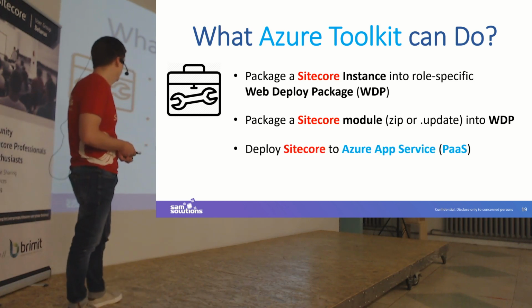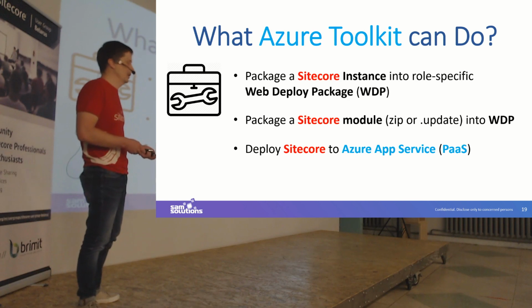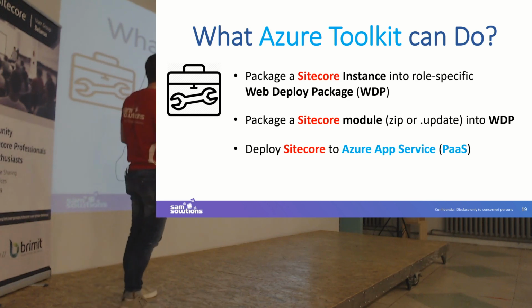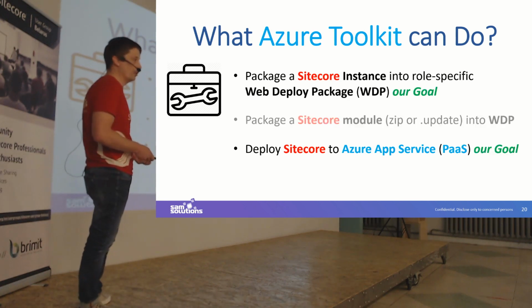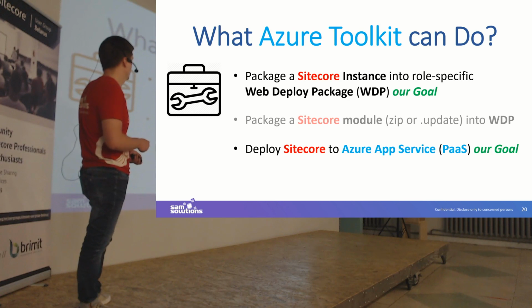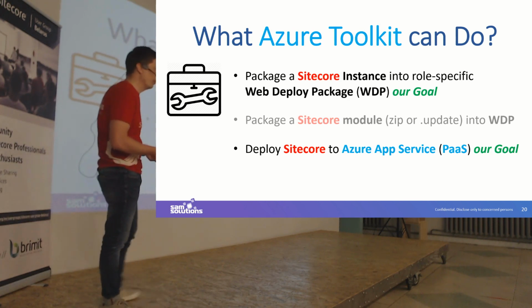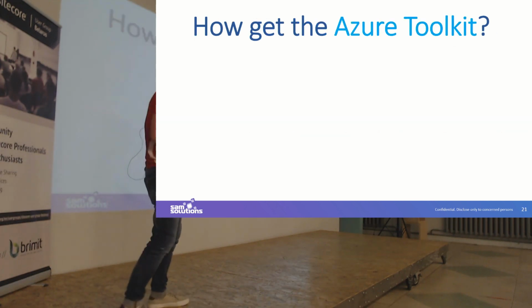And also the last one is to deploy Sitecore to Azure App Service, like PaaS. So we have just 3 main features. And our goal for today, we will choose the first one. We will make a local web deploy package, and also we will deploy it to Azure like PaaS.